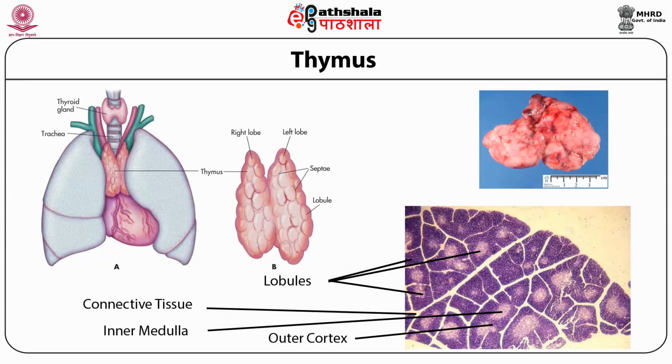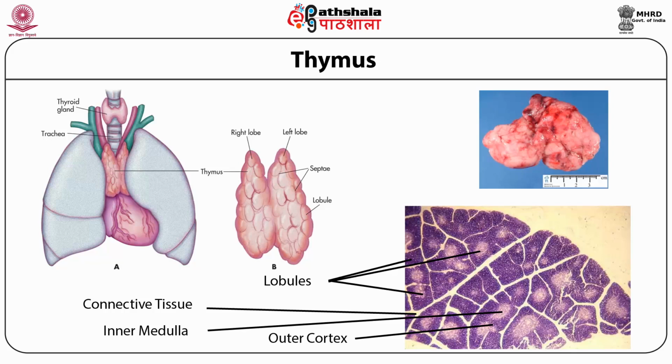This organ is very important in the context of the immune response, particularly cell-mediated immunity. In mammals, it's a bilobed organ located in the thorax. Each lobe has lobules separated by connective tissue. Each lobule has an inner medulla containing mature T cells and an outer cortex which is more tightly packed with immature and proliferating T cells.